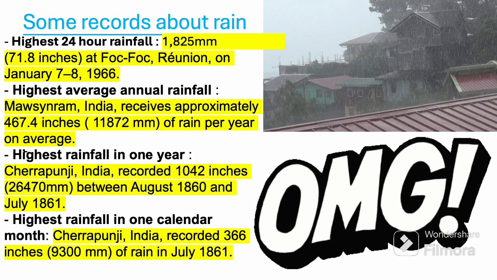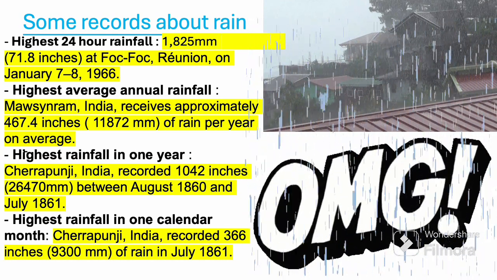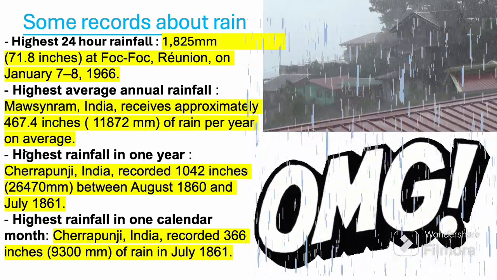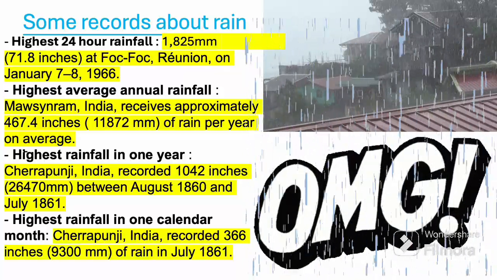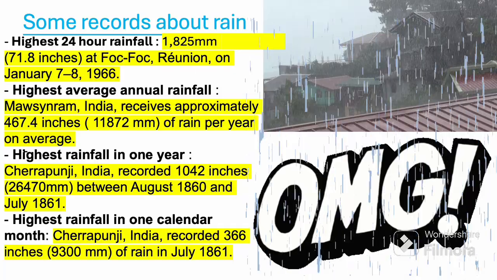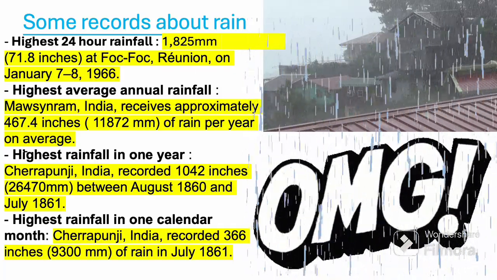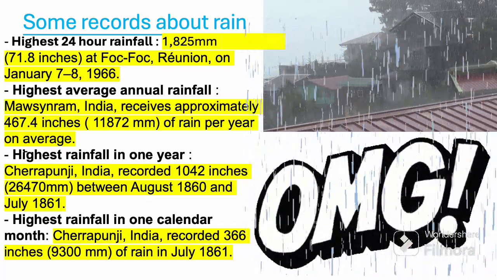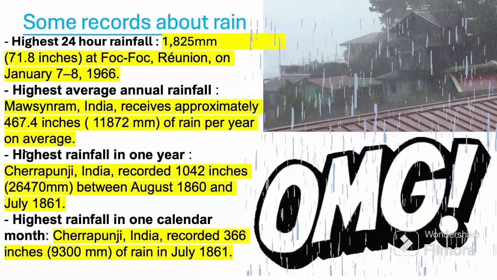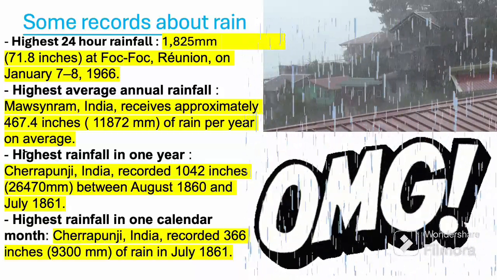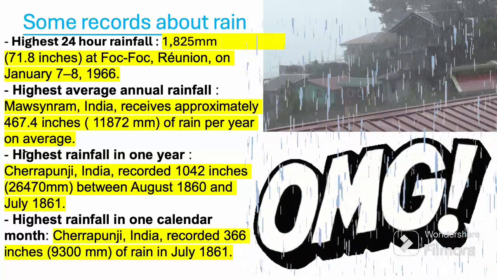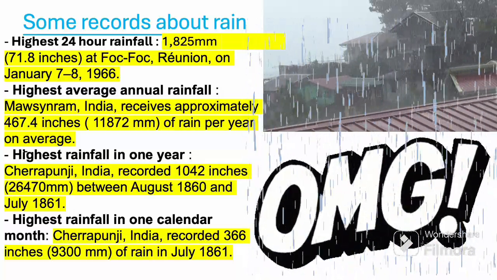Here are some records about rain. Highest 24-hour rainfall is Foc Foc, Reunion on January 7 to 8, 1966, with a record of 1,825 millimeters, which is about 71.8 inches. Highest average annual rainfall is in Mawsynram, India. It receives approximately 467.4 inches, about 11,872 millimeters of rain per year on average.